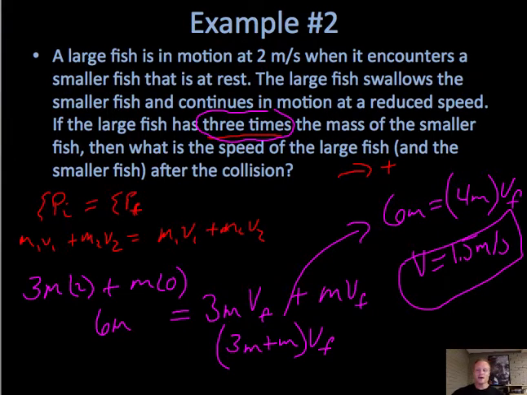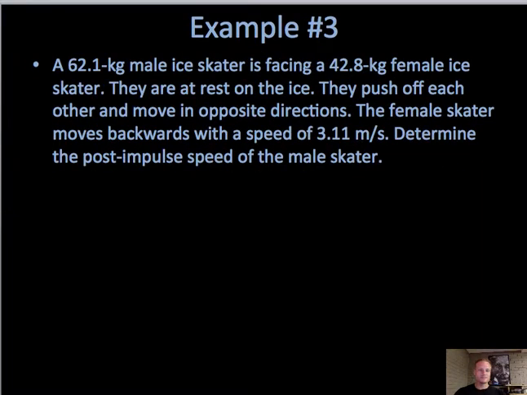All right, let's do another example. Example 3, maybe a little bit trickier, I don't know. It basically says that a 62.1 kilogram male ice skater is facing a 42.8 kilogram female ice skater. They are at rest on the ice. They push off of each other in opposite directions. The female skater moves backwards at the speed of 3.11 meters per second. Determine the post-impulse speed of the male skater.